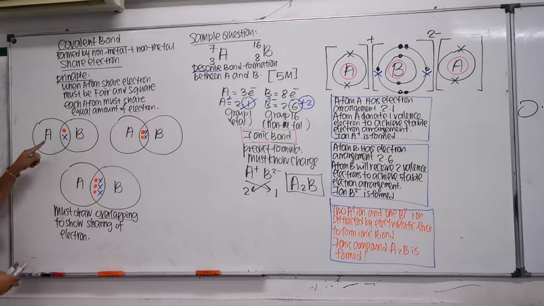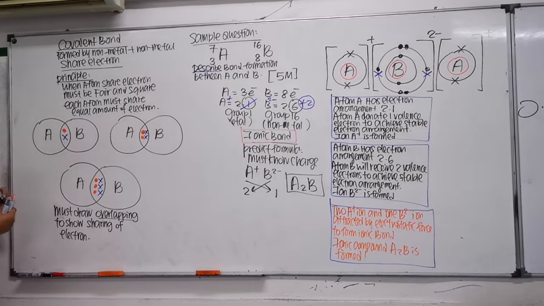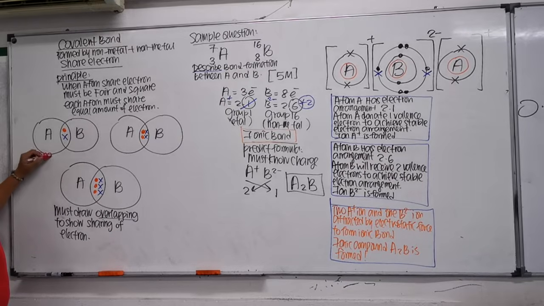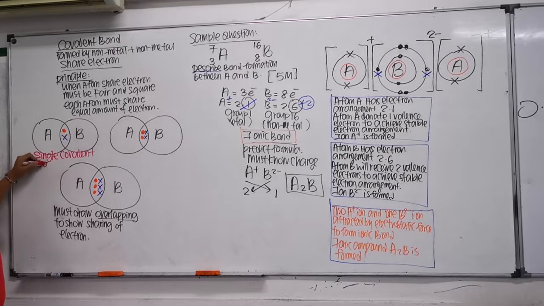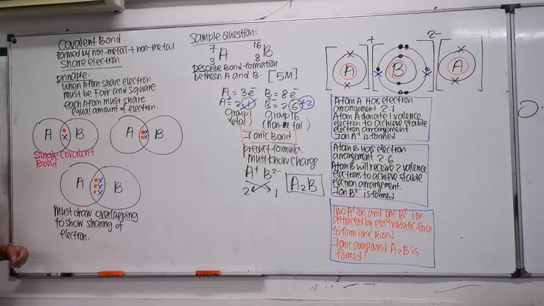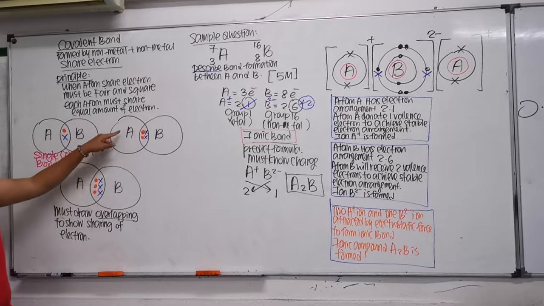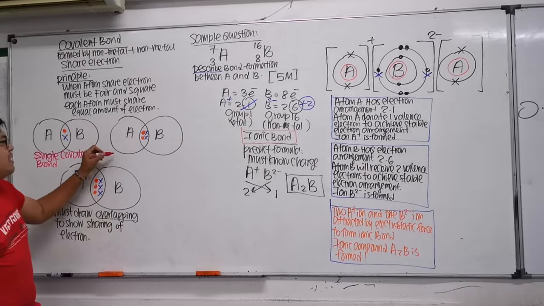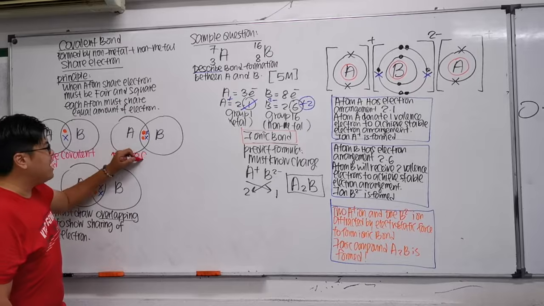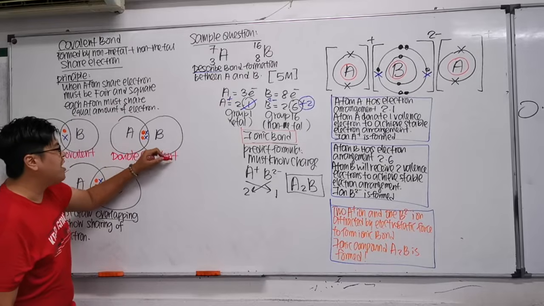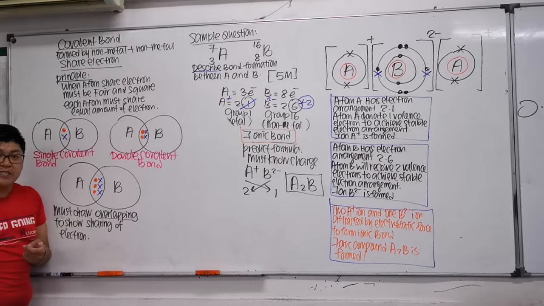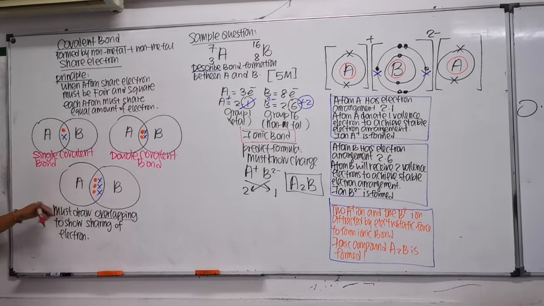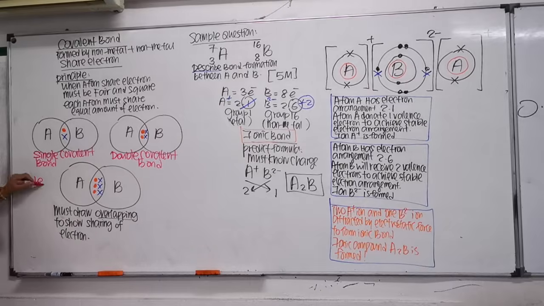When you share one electron with me, this is called a single covalent bond. You share one, I share one, single. When you share two, I share two, you can make a wild guess, double. So this is called double covalent bond. Now you share three, I share three, make a guess, what is it? Triple. So this is a triple covalent bond.